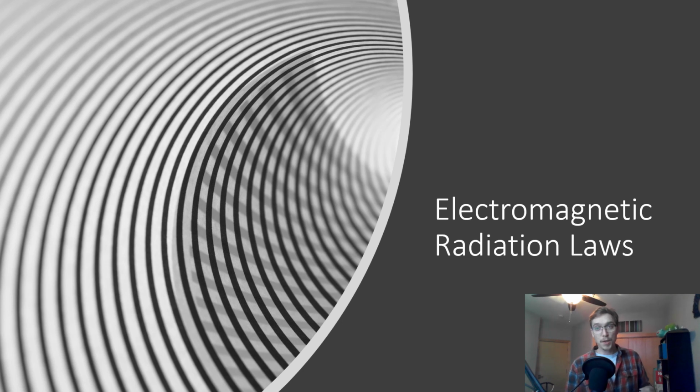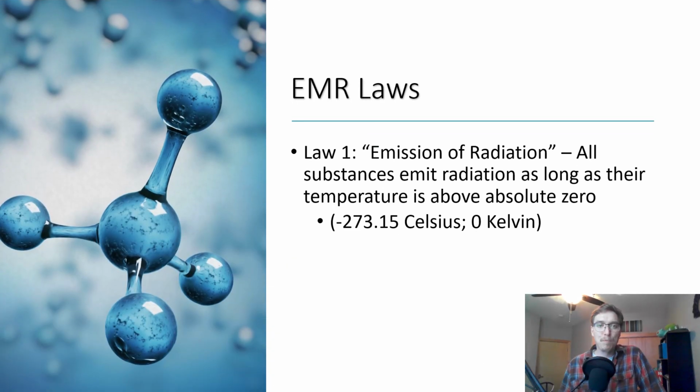Electromagnetic radiation laws are the next thing we're going to talk about. The first law, Law 1, emission of radiation. All substances emit radiation as long as their temperature is above absolute zero, so 0 Kelvin, or negative 273 degrees Celsius.